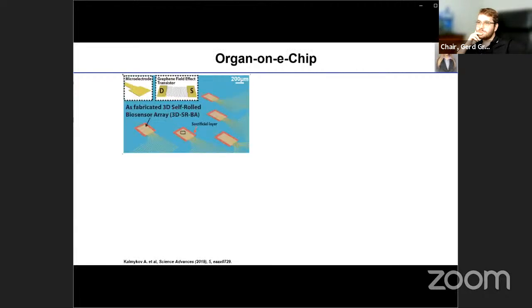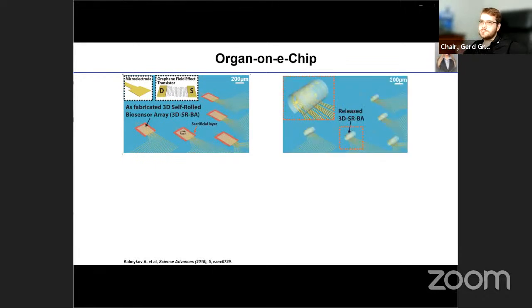Here is our concept of the organ on a chip. This is basically an organ on electronic chip, so we call it organ on e-chip. We are going to create a 3-dimensional sensor array that is pinned to a surface, and upon removal of a sacrificial layer marked by this red rectangle, it will self-roll into a 3-dimensional entity, as you can see over here.